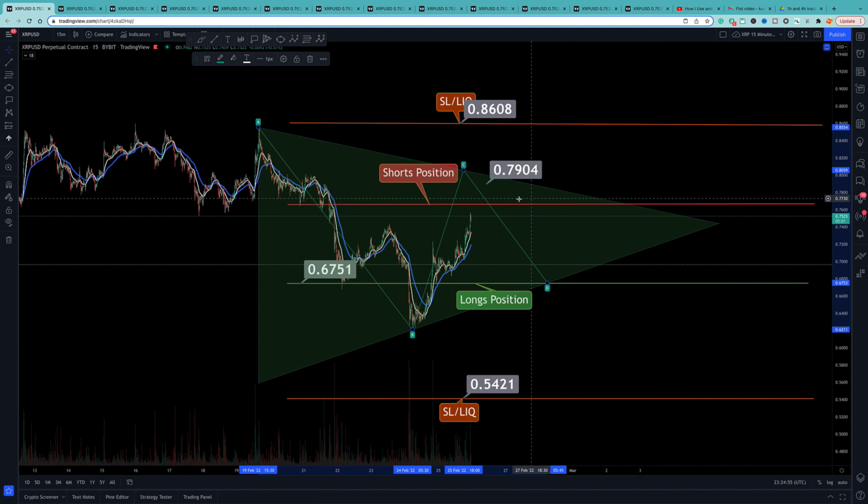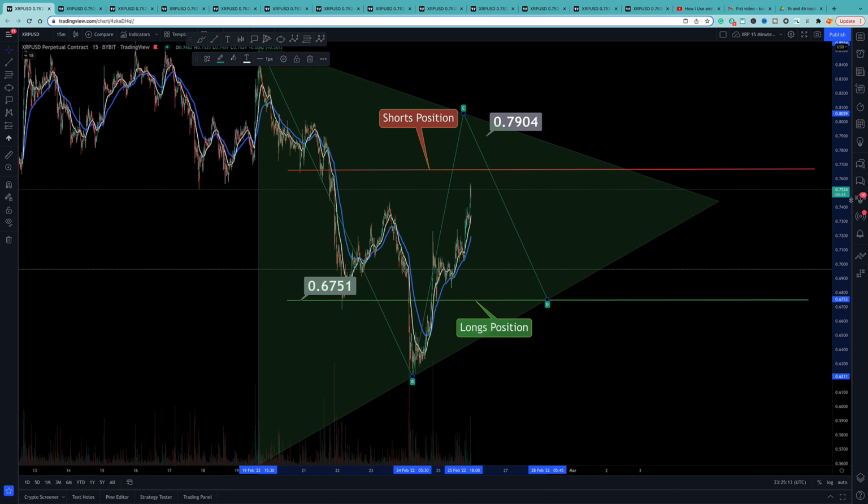But we've got to let it play out. And we've got to look at the way things are going. And, you know, does it want to go up? So we'll look at that later on. First, we've got to see what's going to happen here.